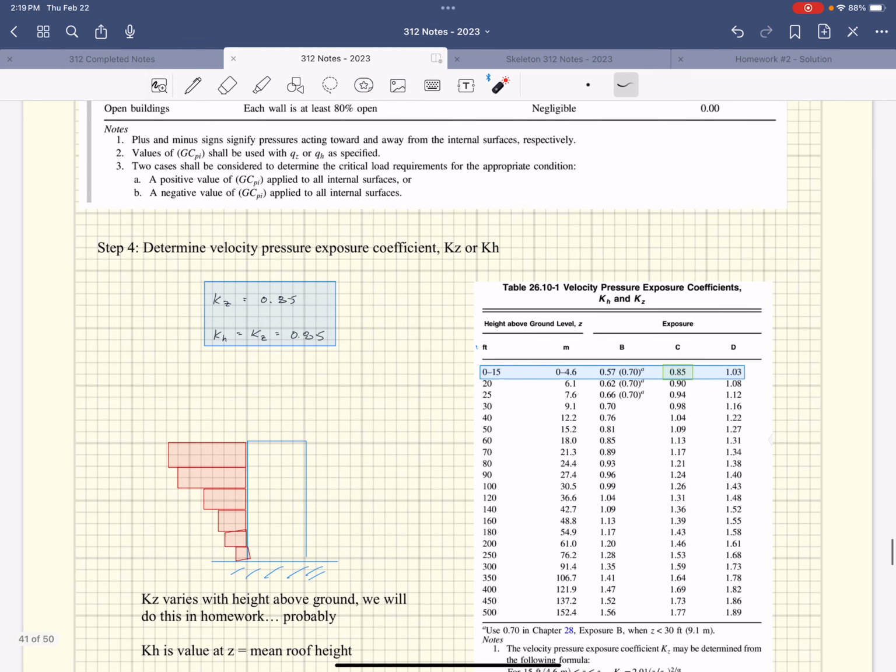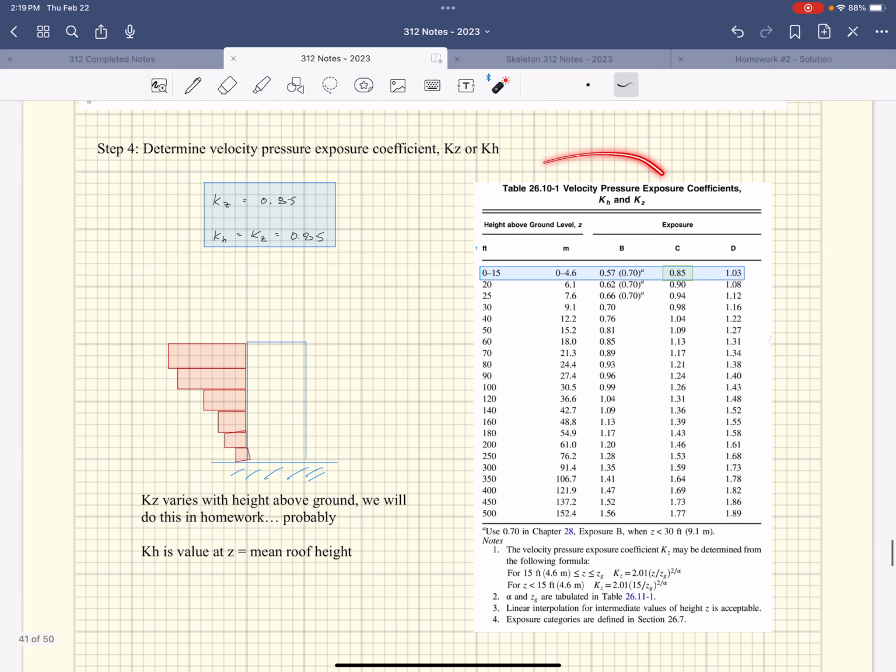Okay, so now we have to determine the velocity pressure coefficient. This is Kz or Kh. Kh is calculated at the mean roof height. So in our case, the mean roof height and the height of our structure, or the floor that we're currently looking at, are the same. So the Kz and Kh are going to be the same.